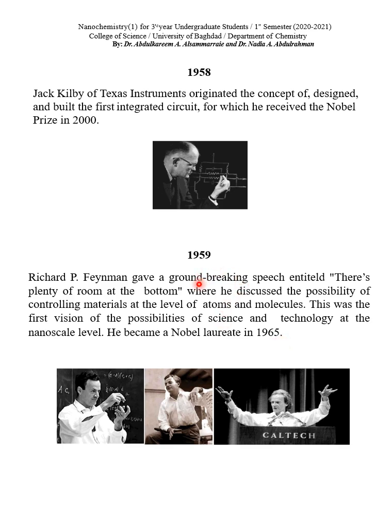So Richard Feynman gave his very famous speech اللي كان معنوان "There is plenty of room at the bottom". هذه كانت هي للمرة الأولى اللي يتطرق بها إلى أنه هناك الكثير للتعامل به والتلاعب ويا الماتيريالز بالنانو سكيل level. So there is plenty of room at the bottom, where he discussed the possibilities of controlling materials at the level of atoms and molecules. This was the first vision of possibilities of science and technology at the nanoscale level. So he became a Nobel laureate in 1965 for this reason.